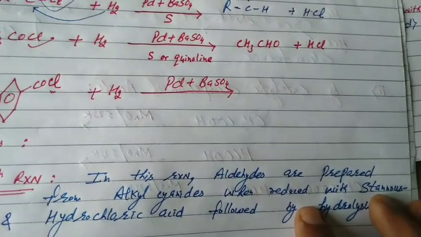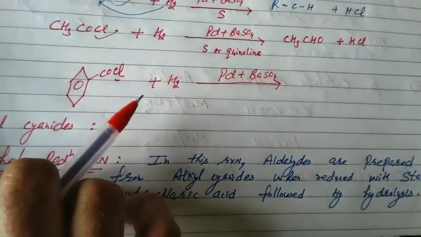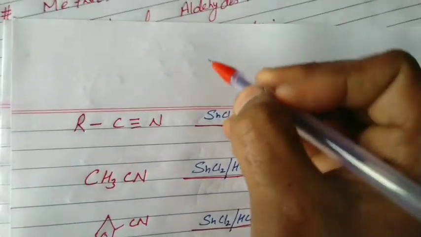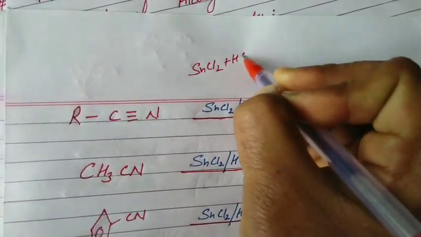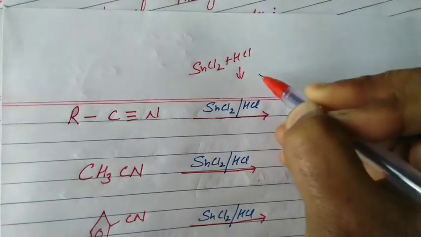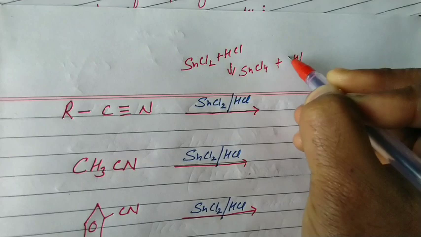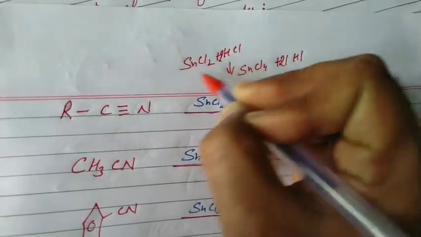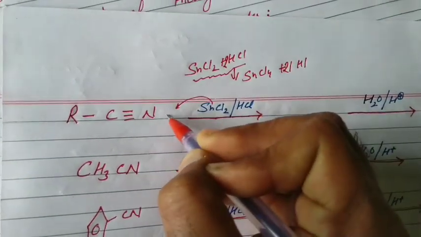We use the reducing agent SnCl2 and HCl followed by hydrolysis. Thus the reaction proceeds in two steps. Stephen's reduction reaction, preparation of aldehydes from alkyl cyanides. Students, the reducing agent is SnCl2, stannous chloride, and hydrochloric acid. It reduces the other substance but itself is oxidized. It changes to SnCl4 and supplies nascent hydrogen. Two nascent hydrogens are supplied by it. Now it is balanced. That is the reducing agent. Its function is to supply nascent hydrogen.